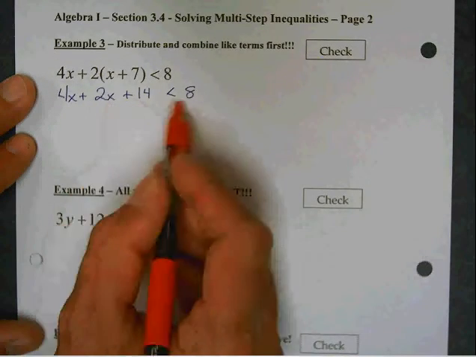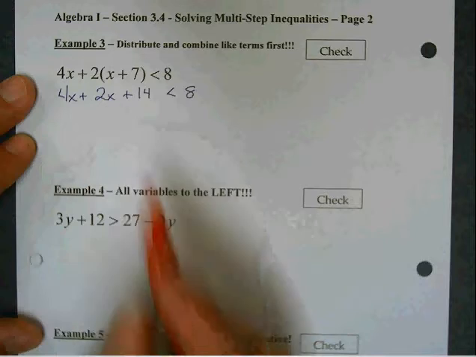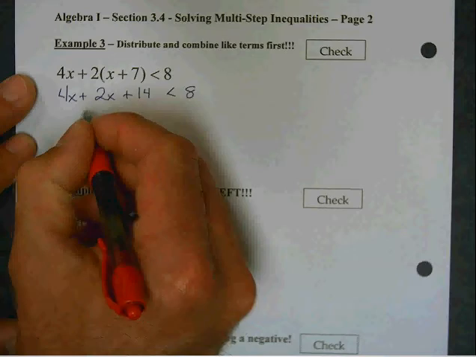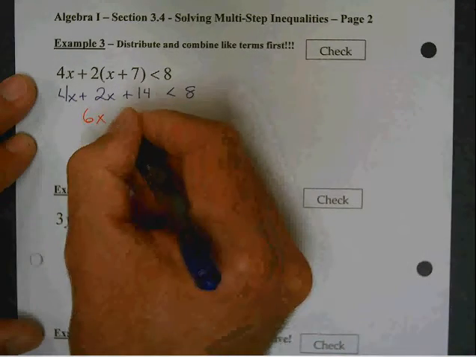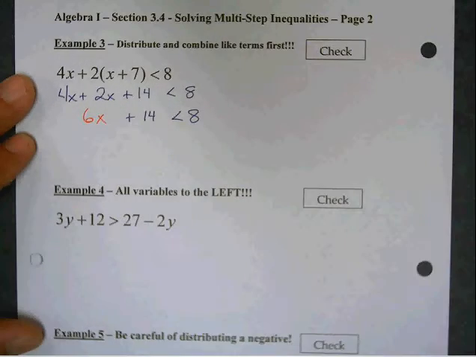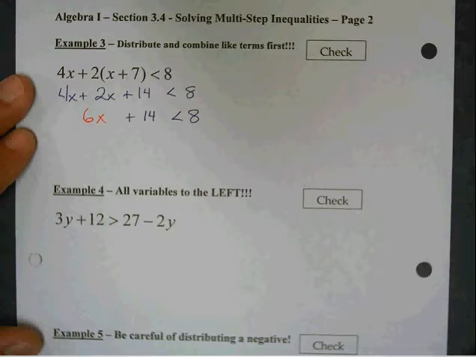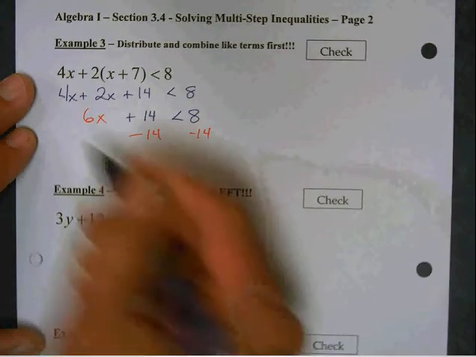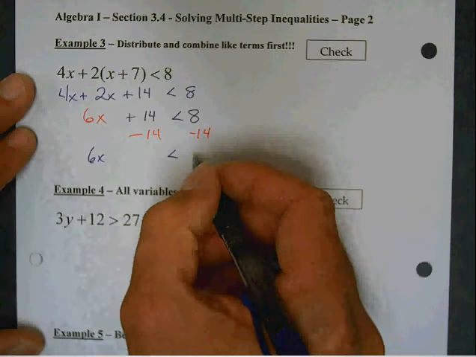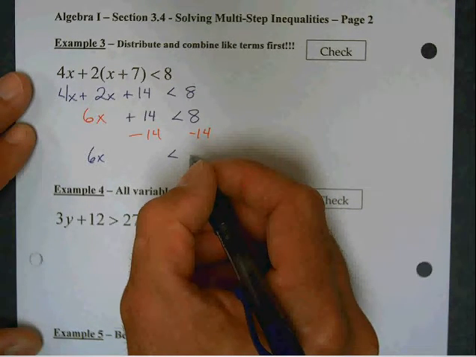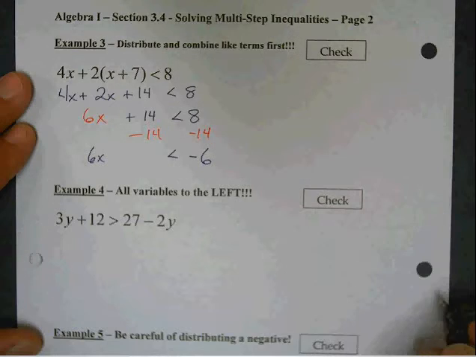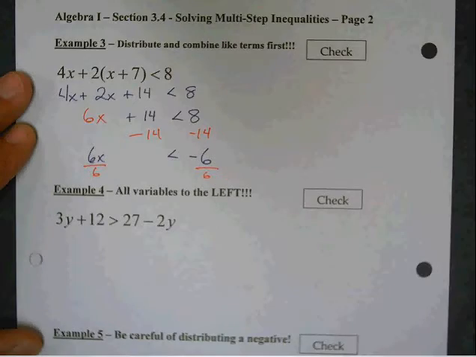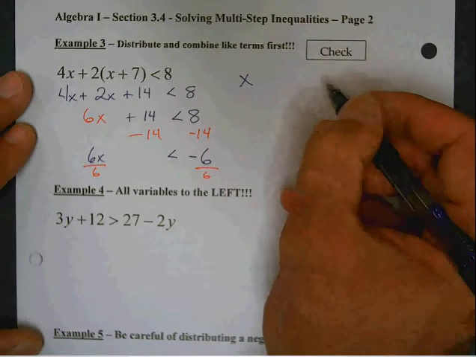Do I subtract 2x from both sides, or do I add the 4x and the 2x? All right, and get what? So 6x plus 14 is less than 8. Luis, can you walk me through the rest of it? Subtract 14. Luis, what is 8 minus 14? Negative 6. Good. And then what to both sides again? Divide by 6. So what do you feel my answer is? X is less than negative 1.